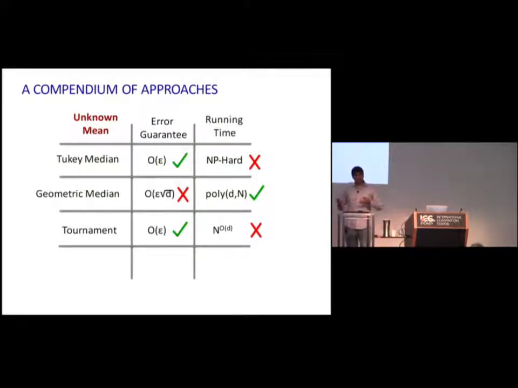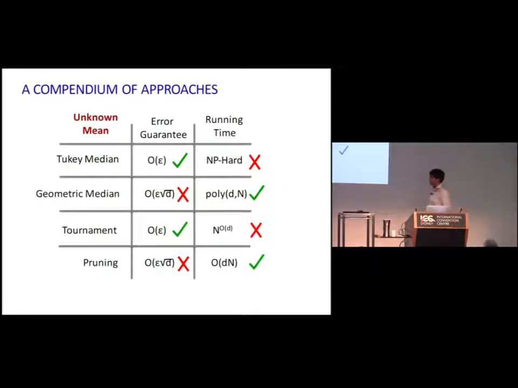There are ways that you can use your data to find some estimates of the mean and variance and run some sort of tournament on these different hypotheses. That gets exactly the same type of tension. It gets you an error guarantee which is O of epsilon, but runs in time n to the d.